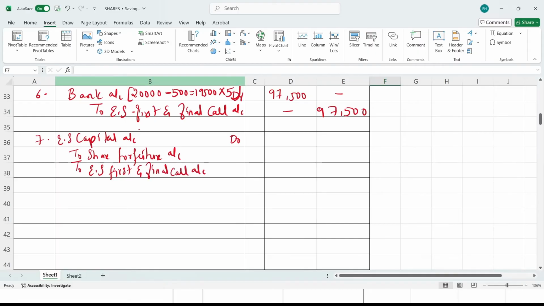Okay, how many shares have you cancelled? 500. Take 500 in all the three. 500 into, 500 into.